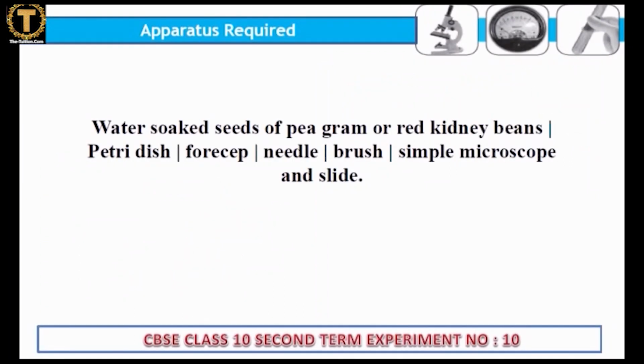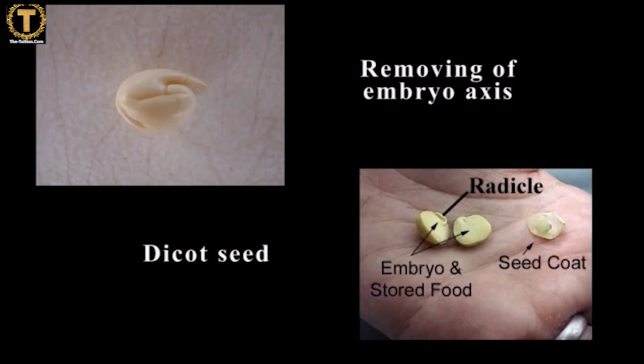Apparatus required. Water-soaked seeds of pea, gram or red kidney beans, petri dish, forceps, needle, brush, simple microscope and slide. Procedure. Take 8 to 10 soaked seeds of pea, gram or red kidney beans. With the help of forceps, slowly remove the seed coat and study different parts of the seed embryo.